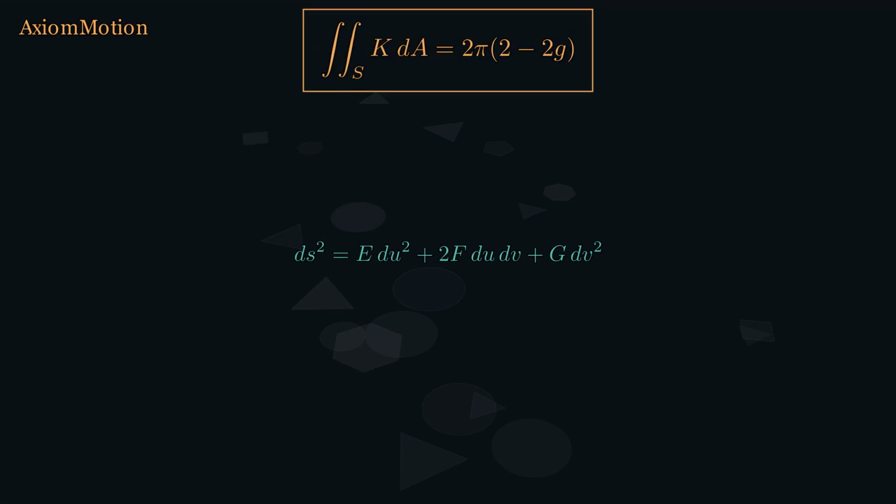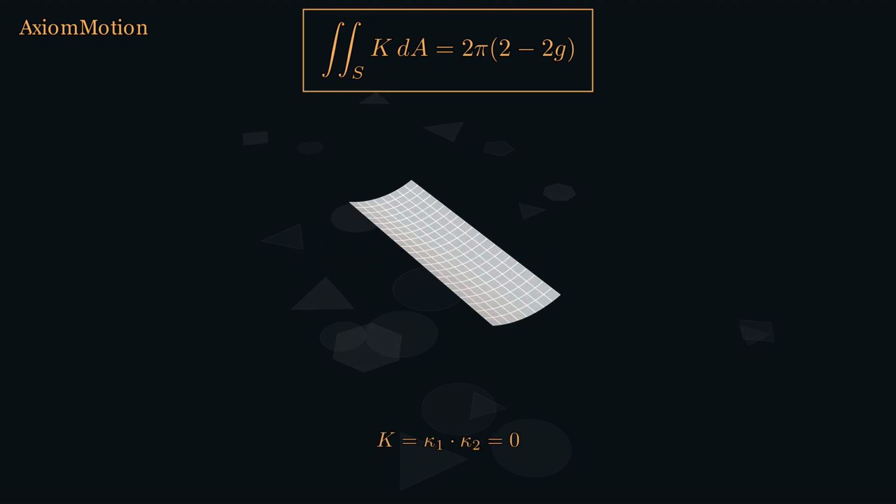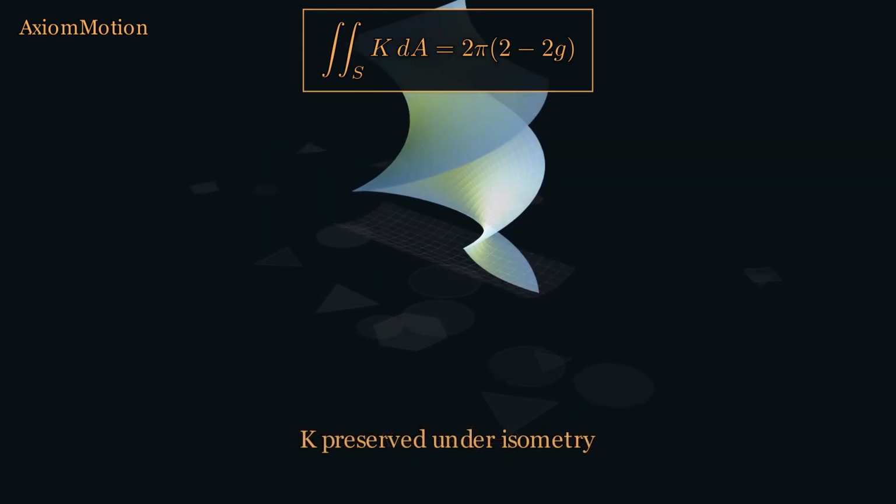We began with a question: what can you measure without leaving a surface? The answer was the first fundamental form, E, F, G. From there, a flat pizza slice taught us that Gaussian curvature is preserved under bending. Two surfaces that look nothing alike, the catenoid and the helicoid, turned out to be the same, because their curvature is identical point by point.